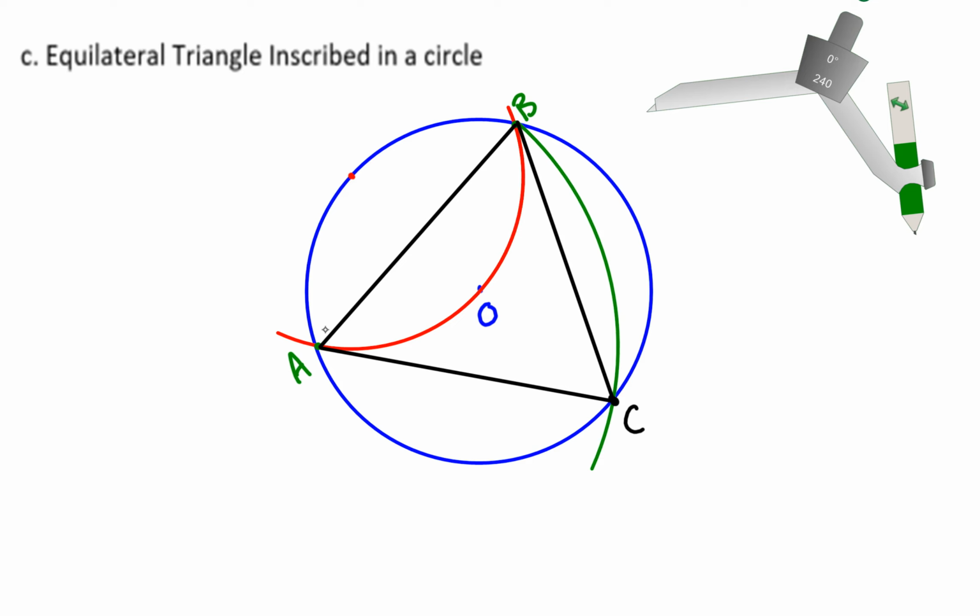If you were to measure out each of those lines, they would be the same length, and this would be an equilateral triangle. And that's it. Equilateral triangle inscribed in a circle. Remember, inscribed means that each vertex is on the circle. So each one of those vertices is on the circle. Alright, equilateral triangle inscribed in a circle.